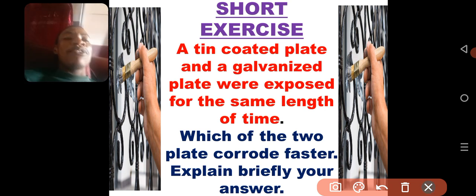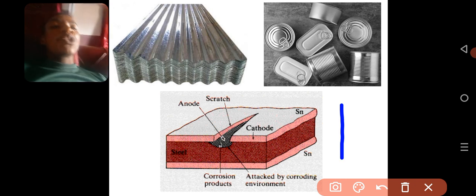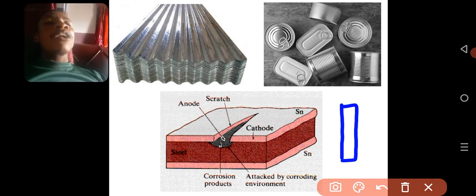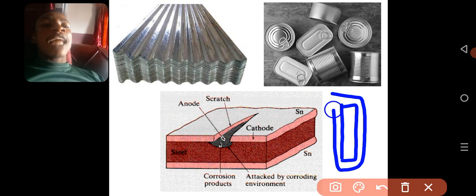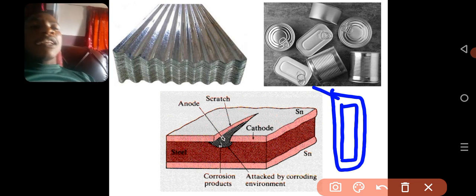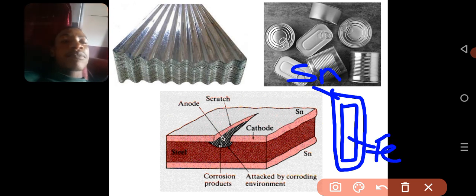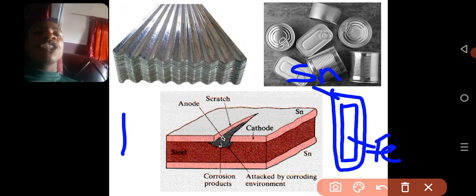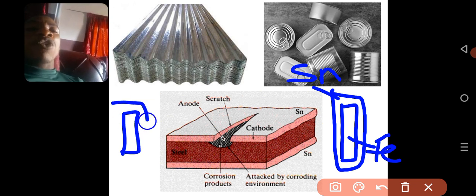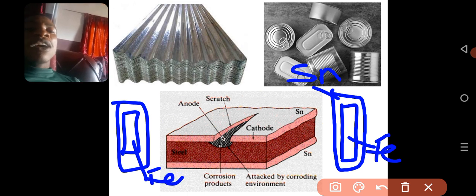Now let's look at the question together. We have two situations at hand. Iron covered with tin, that's tin plated. So this is tin. The outside one is tin, the inside one is iron. Then also we have another situation, iron covered with zinc. This is iron inside covered with zinc outside.